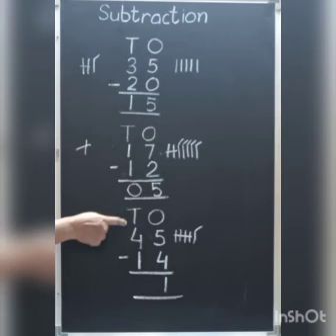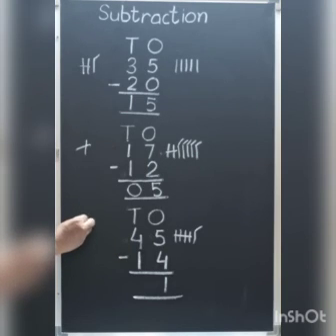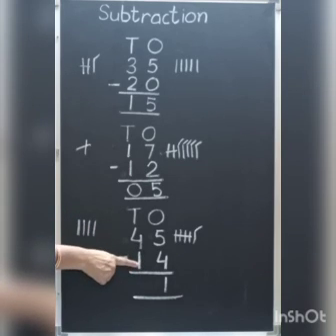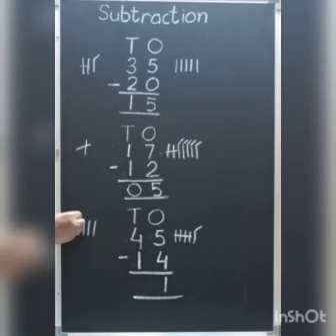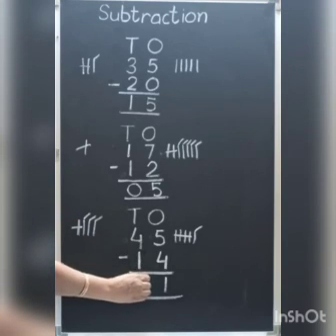Okay. So now come to the tens column. Which number is this? Yes, it is 4. So we will put how many strokes? 4. 1, 2, 3, 4. And how many need to be cut? Yes, 1. So we will cut 1, and how many are left? Count. 1, 2, 3. So we will write 3 under the tens column.